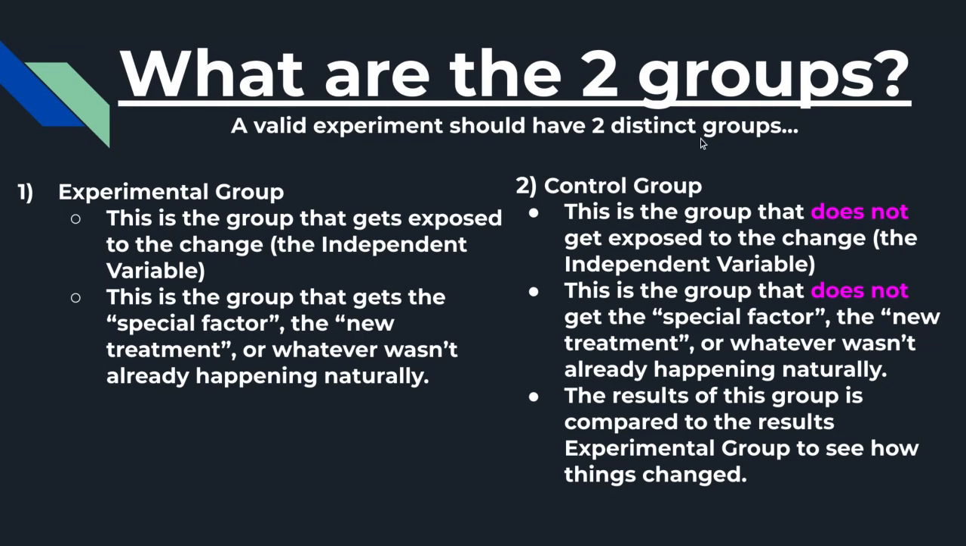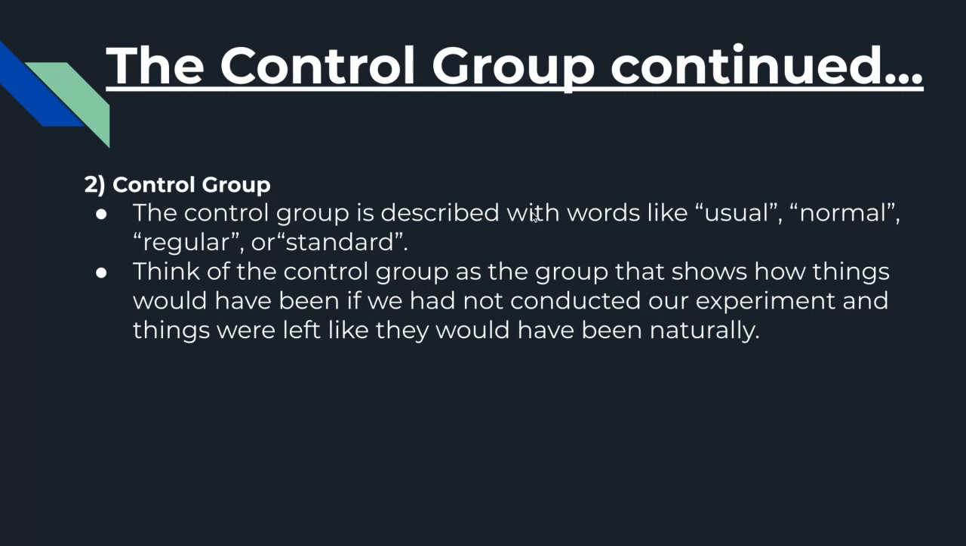So the purpose of our control group is for comparison between the group that got the independent variable change and what would normally regularly happen. Speaking of those words, the key words, like the buzzwords for the control group, you're going to be looking for words like the usual group, the normal group, the regular group, the standard group. Those are all kind of synonyms in terms of an experiment: usual, normal, regular, standard.